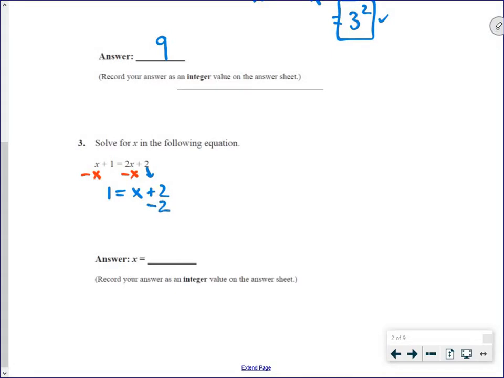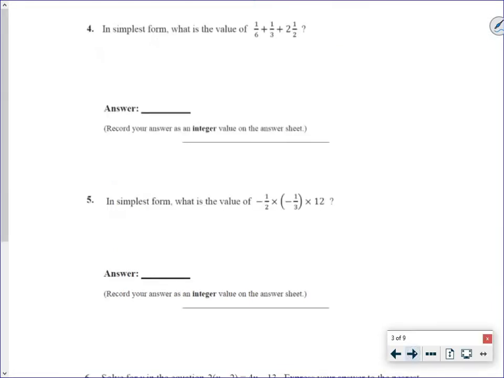I guess I'll do that in a different color. So do the opposite of adding 2 to both sides, which is subtracting 2. And then that gives us x is negative 1. So x is negative 1. Good. Moving on to the next page.